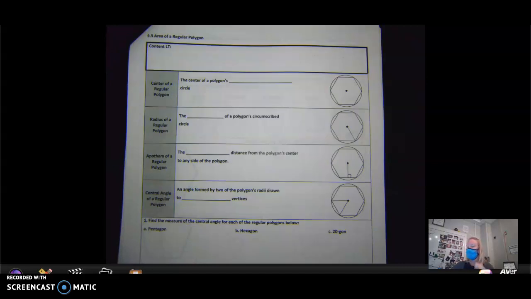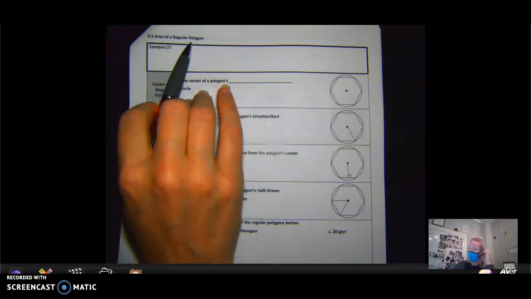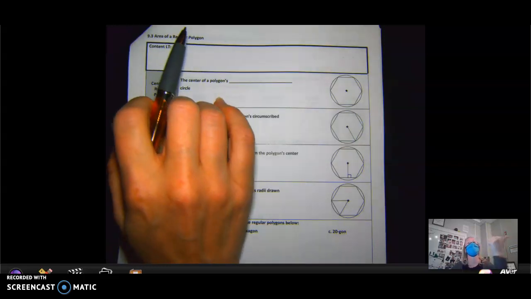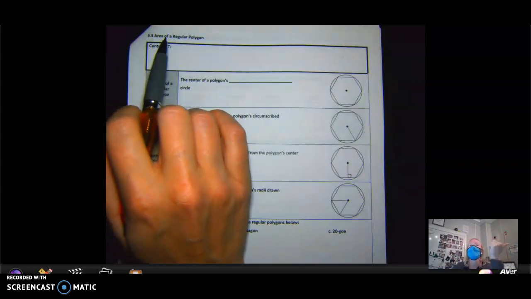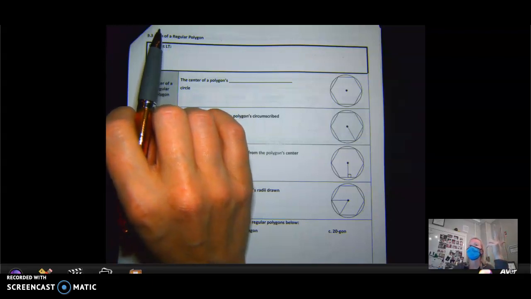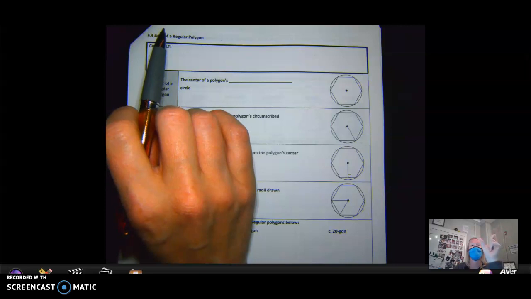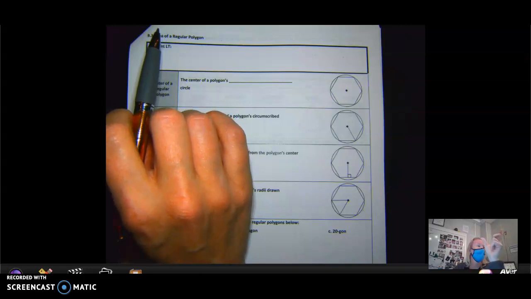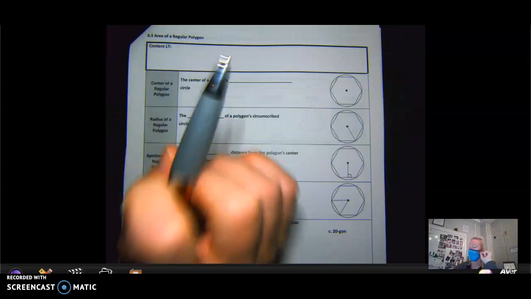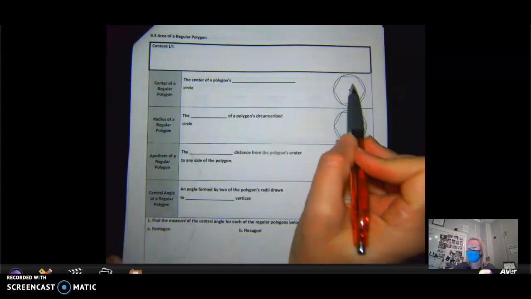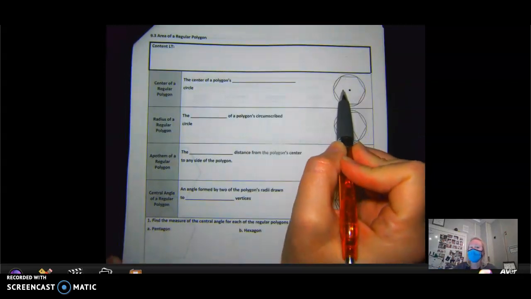So this section is about finding area of regular polygons. The last two sections we talked about finding circumference of circles, finding arc lengths, then finding area of circles, and finding pieces of the pie, right? So like angle measures of that circle. Today we're going to be talking about a polygon, regular polygons.